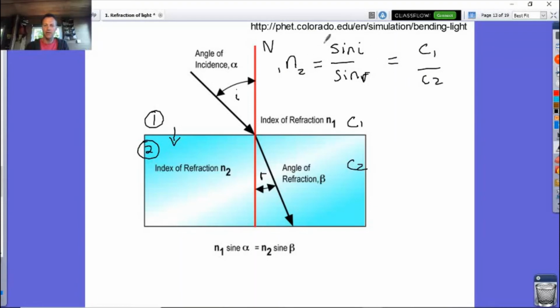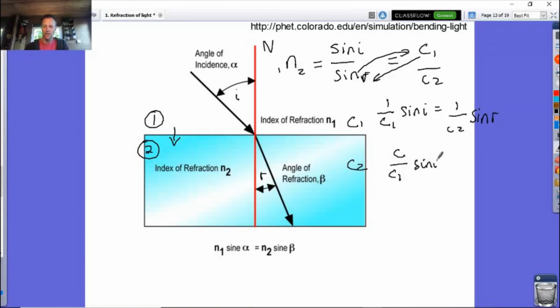Well, I'm going to now use this equation here. Now, it makes sense, with a bit of fiddling around, if I take 1 over C1, therefore I'm bringing the C1 down here, then that's going to be sine I. Then take that up there, isn't that going to be 1 over C2, and that's going to be sine R. And all I've done is taken that one over there and that one over here. Then I'm going to simply multiply all the way through by C. C over C1 equals sine I equals C over C2 sine R.